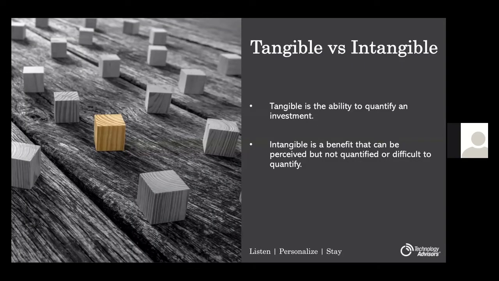So it turns out there are two types of ROI. There's tangible and intangible. Tangible is an ROI that you can quantify, so you can come up with a value or a number that is related to your cost of the feature, which is your investment. Okay. An intangible benefit is something that can be perceived but not quantified, or is really, really hard to quantify. And I'm going to give examples of both.